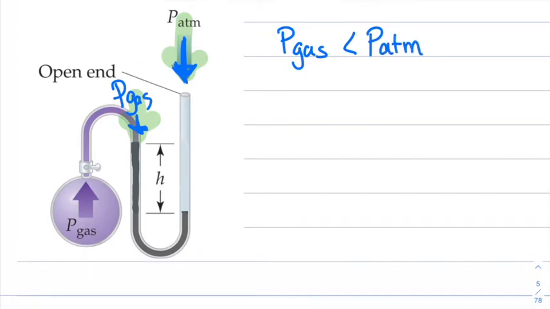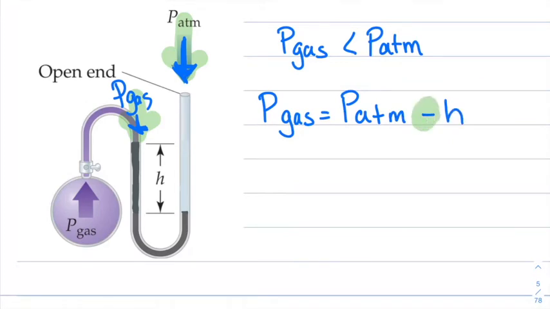So again, they're both trying to push the mercury away from themselves, but the atmosphere is doing a much better job. It's able to force the mercury onto the other side. So if I wanted to calculate the pressure of the gas, I would say it's equal to the pressure of the atmosphere minus H. And we're subtracting H because the gas has less pressure than the atmosphere.